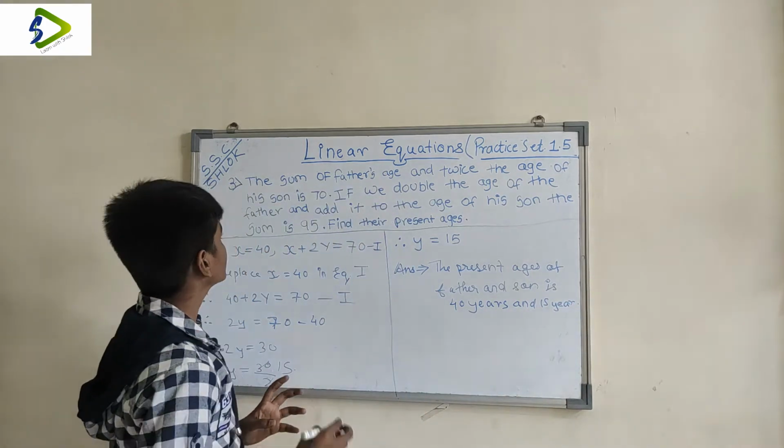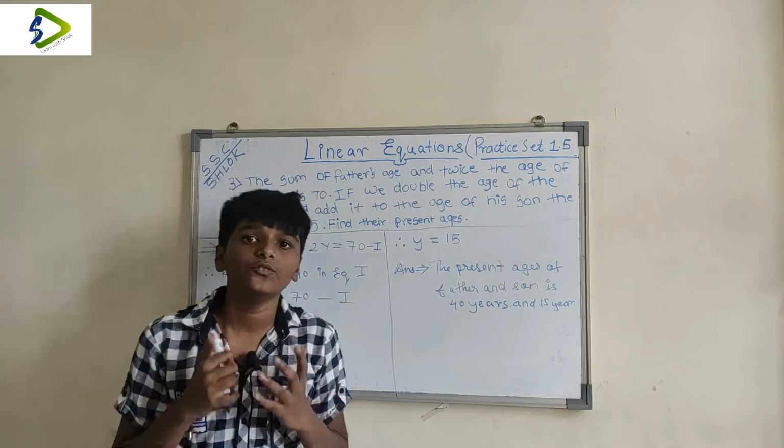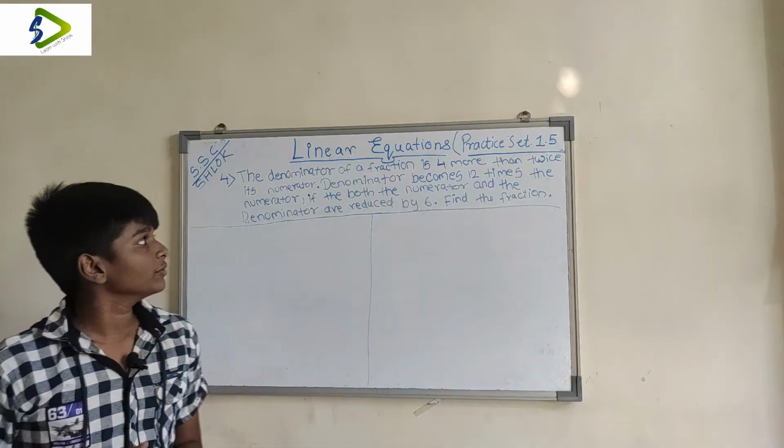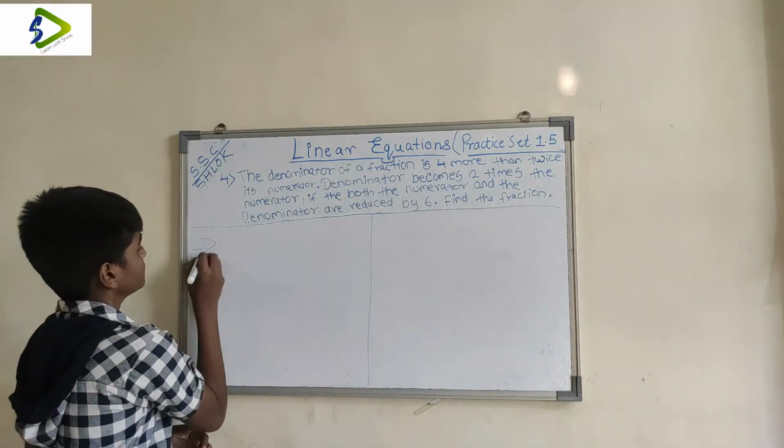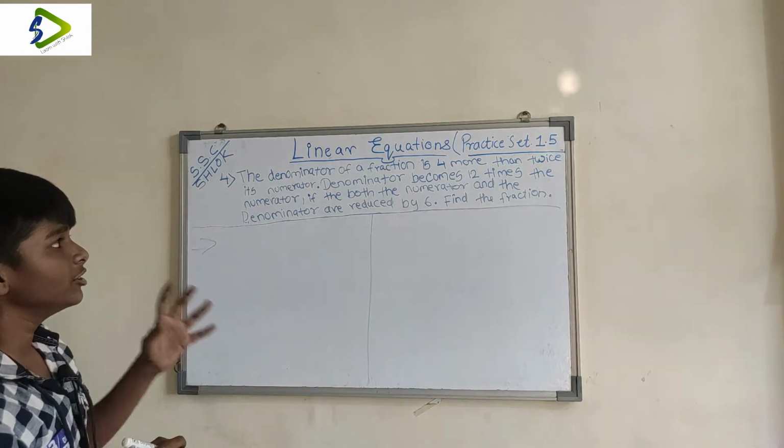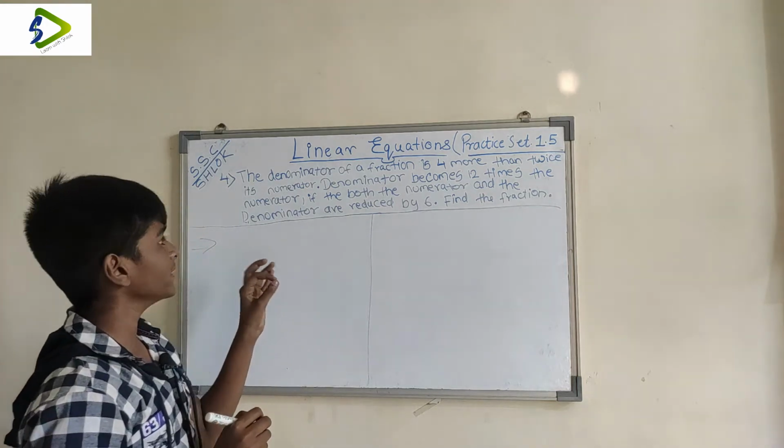So now we have solved the third equation also. Now let's look at the fourth equation. The fourth equation given to us is: the denominator of a fraction is 4 more than twice its numerator.